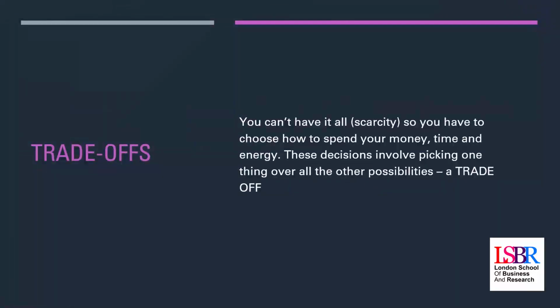And that also leads to what we call trade-offs, okay? So as we've said already, we can't have everything, resources are scarce. If we're spending money on buying a soft drink or an energy drink, we can't then spend that money on buying something else, okay? So there needs to be a trade-off. You need to choose how to spend your money, your time, and your energy. These decisions involve picking one thing over another, okay? So that's why we call it a trade-off.